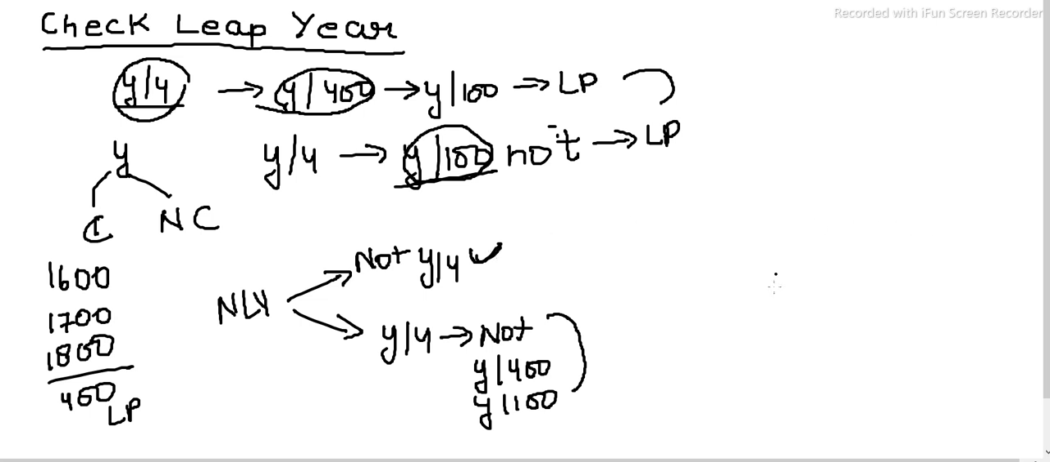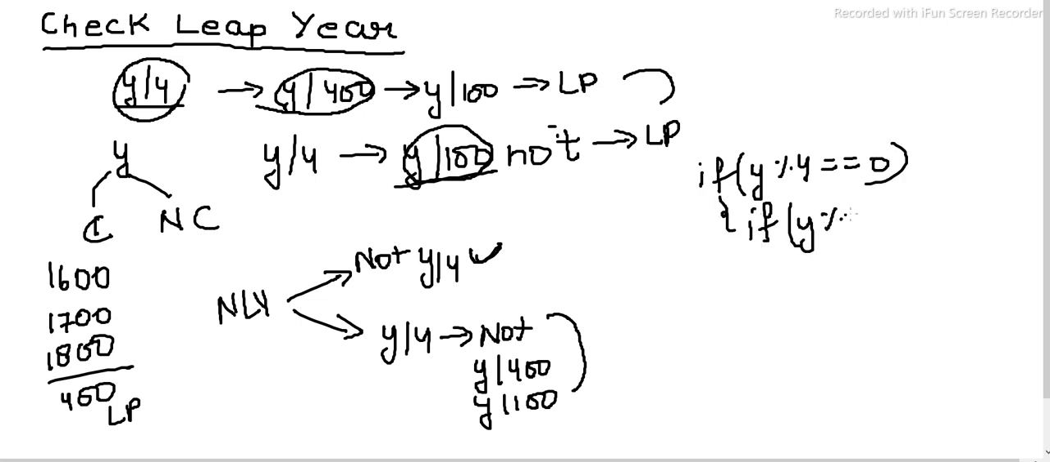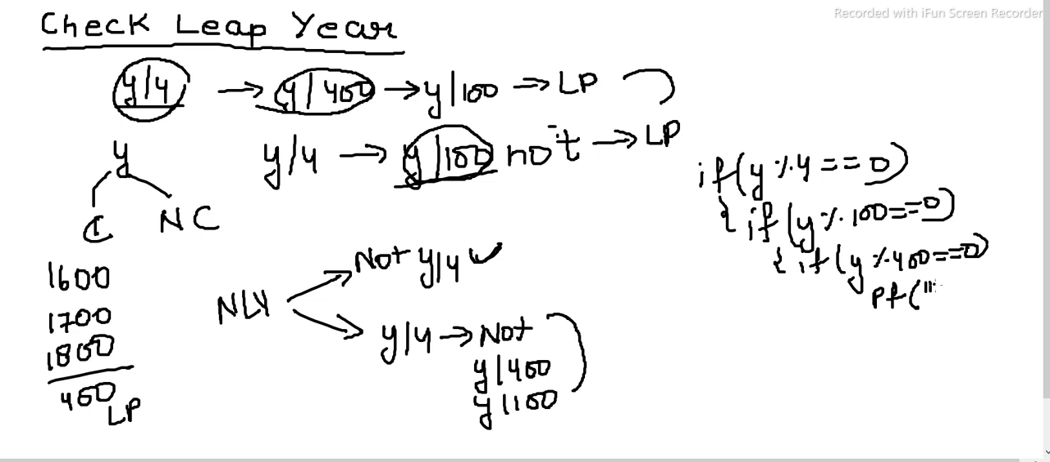So how can we apply it in code? Let's see here. Suppose we have: if y mod 4 is equal to 0, and if y mod 100 is equal to 0, and if y mod 400 is equal to 0. So what we do is, if all these conditions are satisfied, then our year will be a leap year.